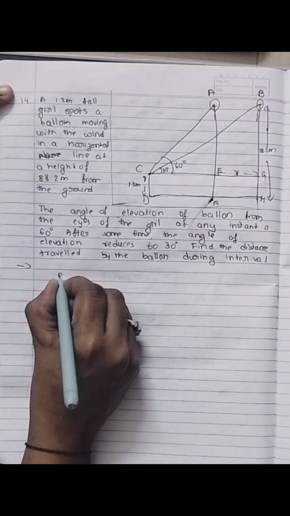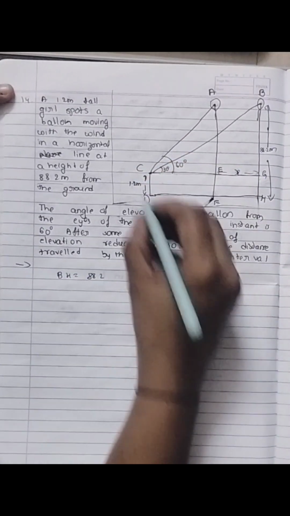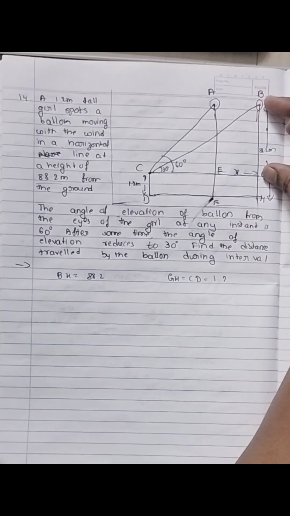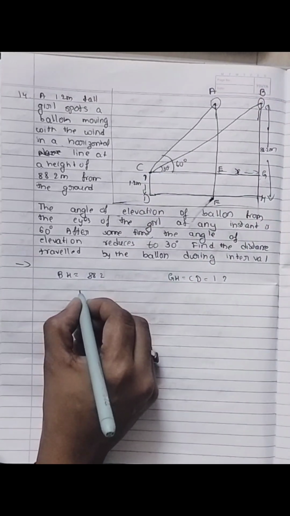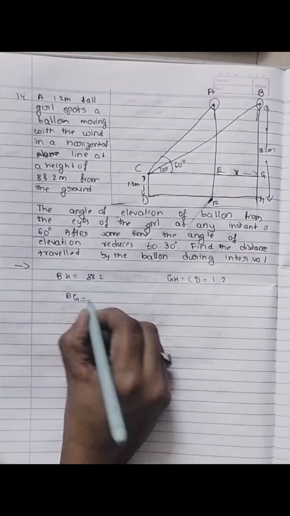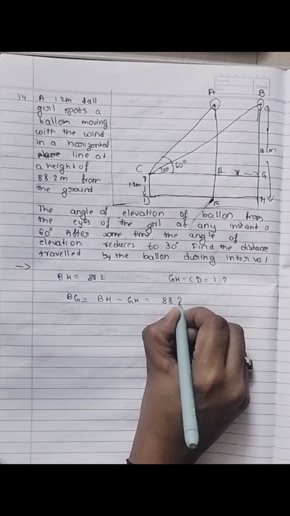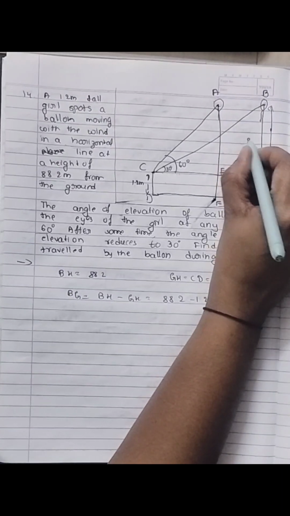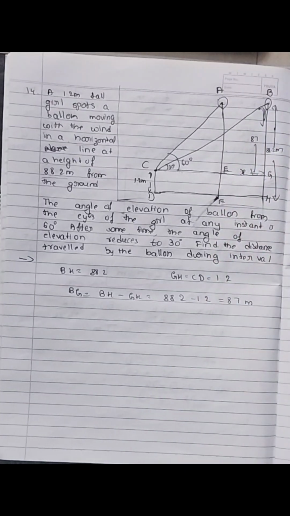So we know BH is 88.2, but GH is 1.2, that's equal to CD, that is the girl's height. So what we have to find out is BG, because our reference line is the eyesight of the girl, that is CG. So BG is given by BH minus GH. So 88.2 minus 1.2, that is 87 meters. So from our eyesight, it is at a distance of 87 meters.